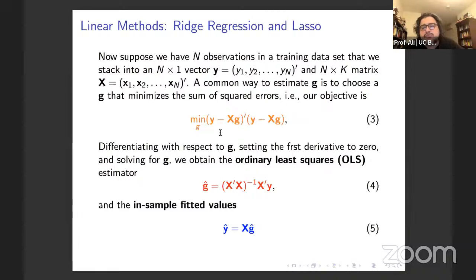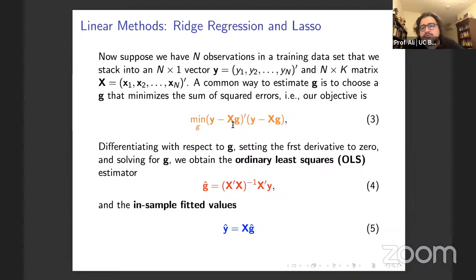So I'm trying to minimize the error term, which is the difference between the dependent variable that I observe in the data, the label, and what I get from the model, which is X times G. And G are the weights that I'm looking for. If I'm solving this, it means that I'm minimizing the quadratic error. That's why it's called the ordinary least squares method.